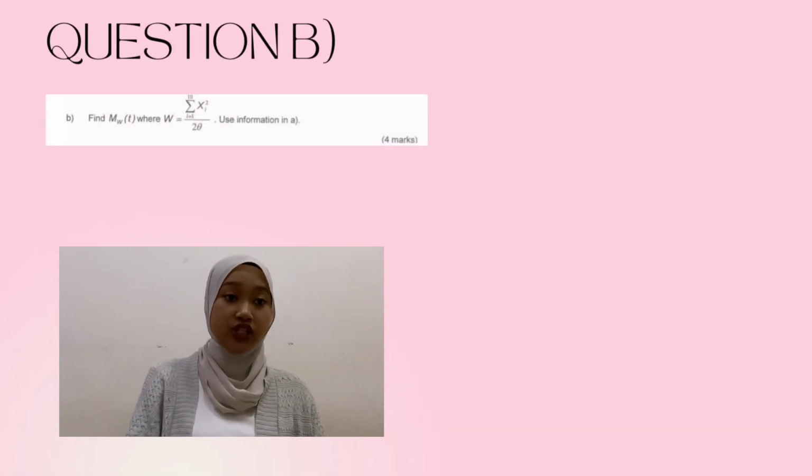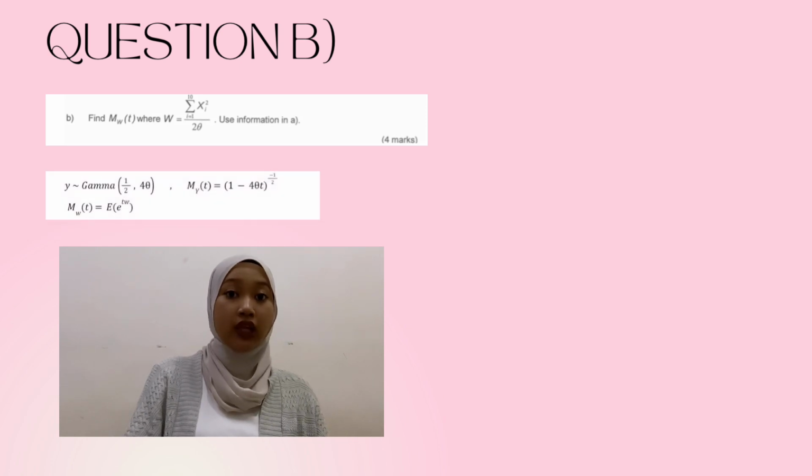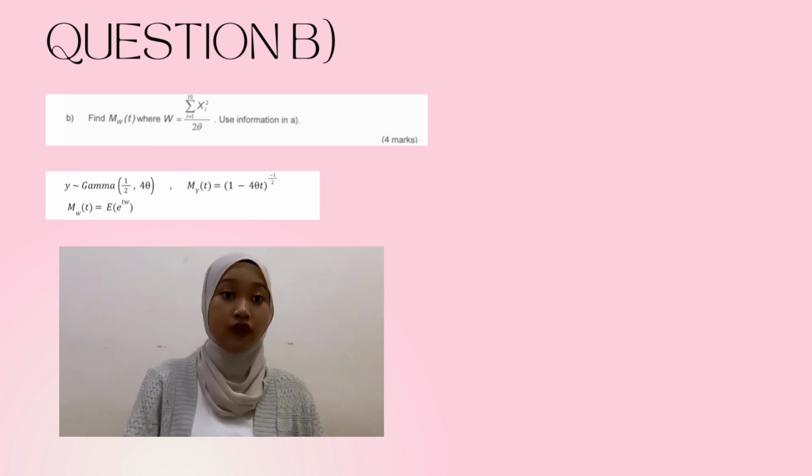I am Nur Amira Najiha, and I will present question B. From question A, we know that y follows gamma with alpha equal to 1 over 2 and theta equal to 4 theta, and the MGF is (1 minus 4 theta t) power negative 1 over 2.